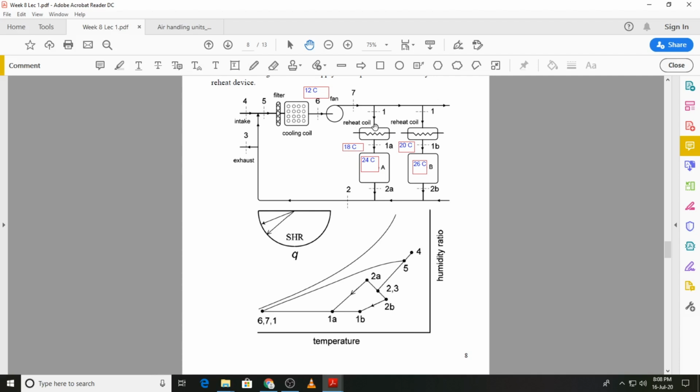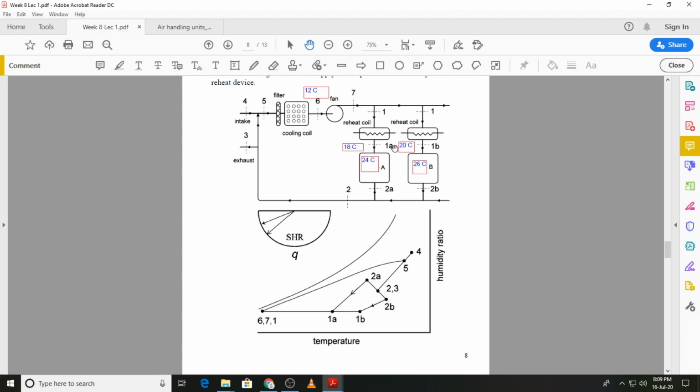Then state 1A and state 1B are going to be different, and I've shown that the temperature at 1A was less, 18 degrees C, and that's why by looking at it I had said that the temperature at state 1B will be higher. So you can see the dry bulb temperature at 1A is lower than the dry bulb temperature at 1B, and because the reheat coil only sensibly heats the air, the process is shown over here. There is sensible heating from state 6 to state 1A, and there is sensible heating from state 6 to state 1B for each of the two zones.